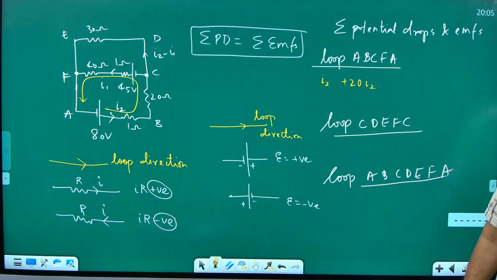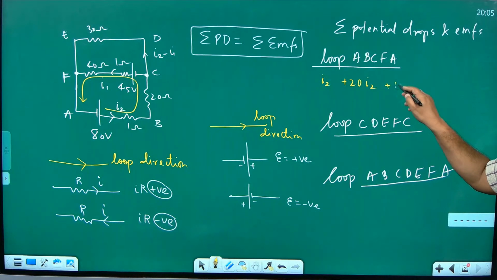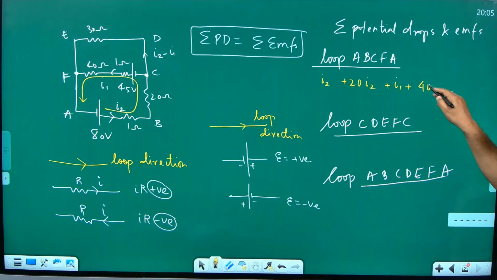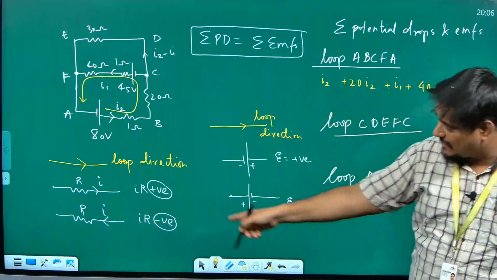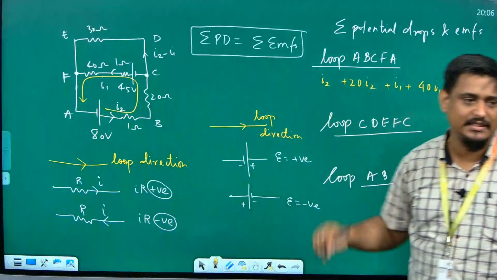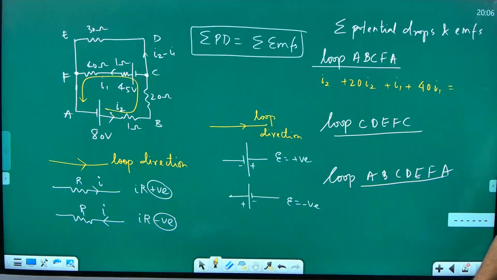Plus I1 into 1. Very good. Plus I1 into 40. Yes. Very good. Equals all the cells' EMF, right? Now once again start from A to A and see the cells. Tell me. Good. Very good. You are going fine. 80 plus 80 or minus 80? Plus 80. Very good. Plus 40. Very good. You are perfectly correct.